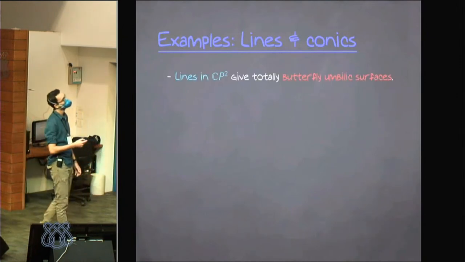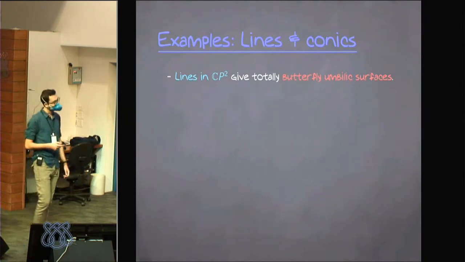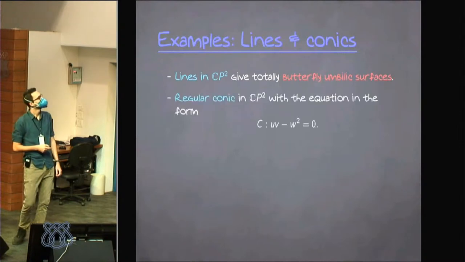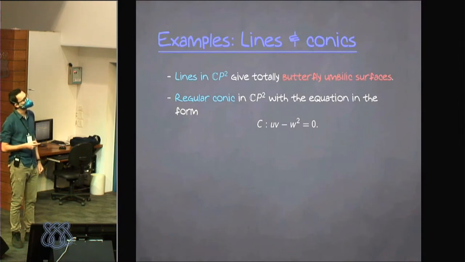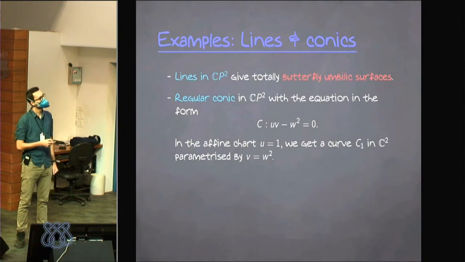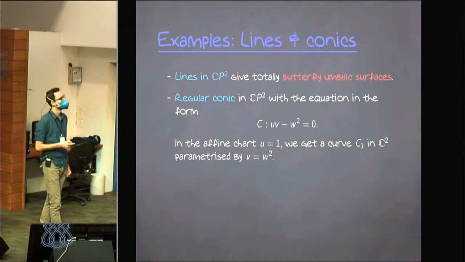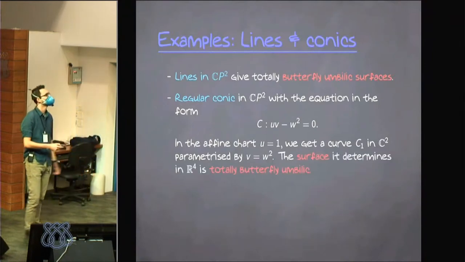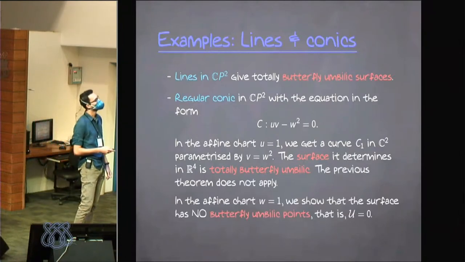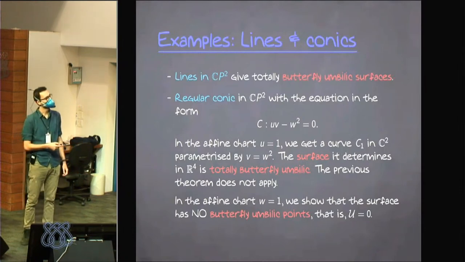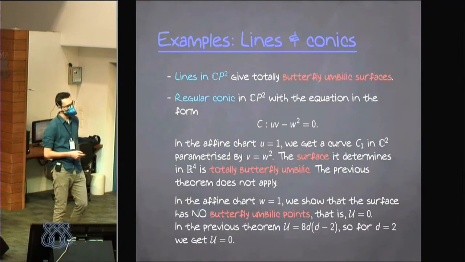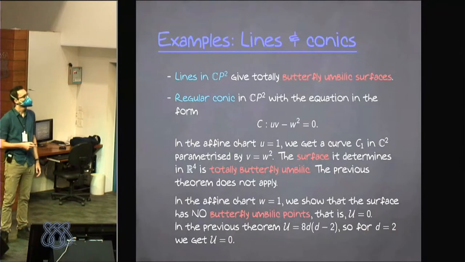Let's consider lines at infinity. A line in complex projective space gives us a surface that is totally butterfly umbilical. In that case, we can't use our formula. For a regular conic, we consider, for example, this one here, uv minus w squared equals zero. If you look at the affine view, for example u equal one, we get the curve parameterized by v equal w squared. But in that case, again, the surface is totally butterfly umbilical. I can't use the other formula, that's not an isolated point. But if I consider the affine chart W equal 1, we show that this surface has no butterfly umbilical point. The number is 0. But if you substitute directly into our formula, d equal 2, we directly obtain 0.